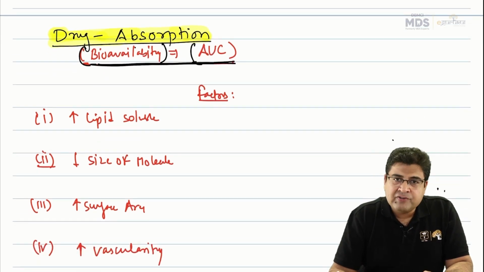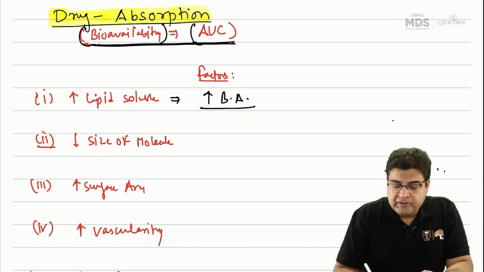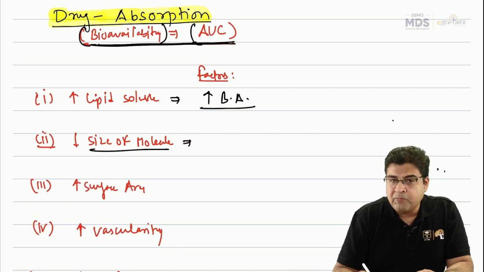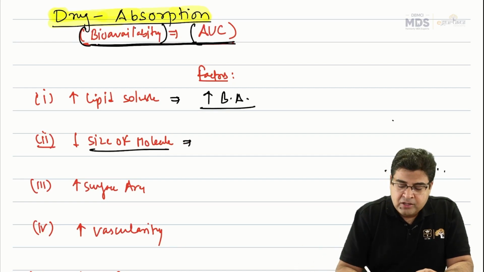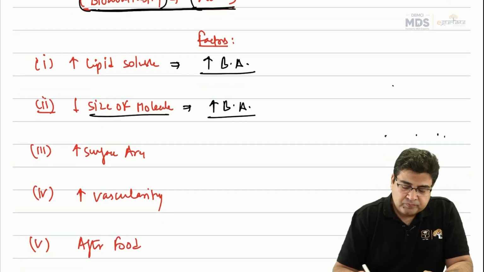So what are the various factors which can affect drug absorption? If a drug is more lipid soluble, the drug has more bioavailability. If the size of the molecule is less, it means the molecule can easily cross the membrane. So the smaller the size, the more the bioavailability. The larger the size, the less the bioavailability.